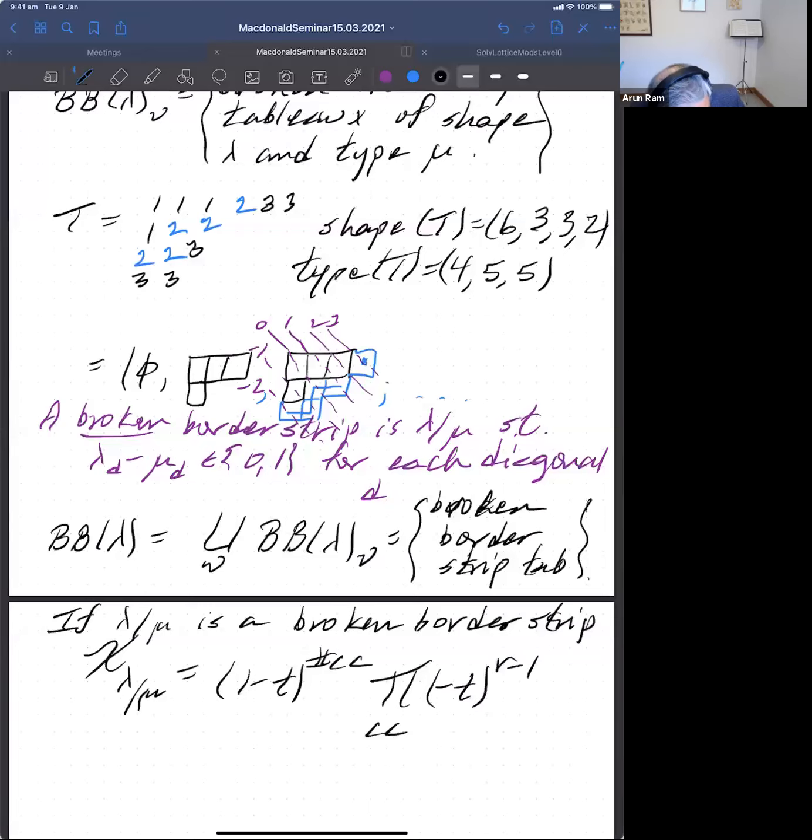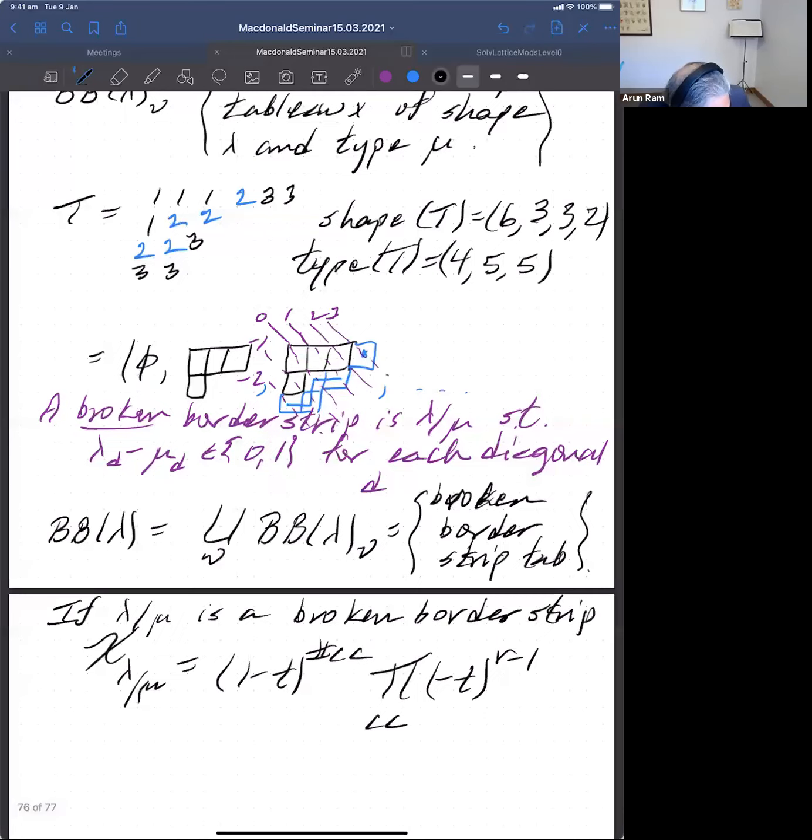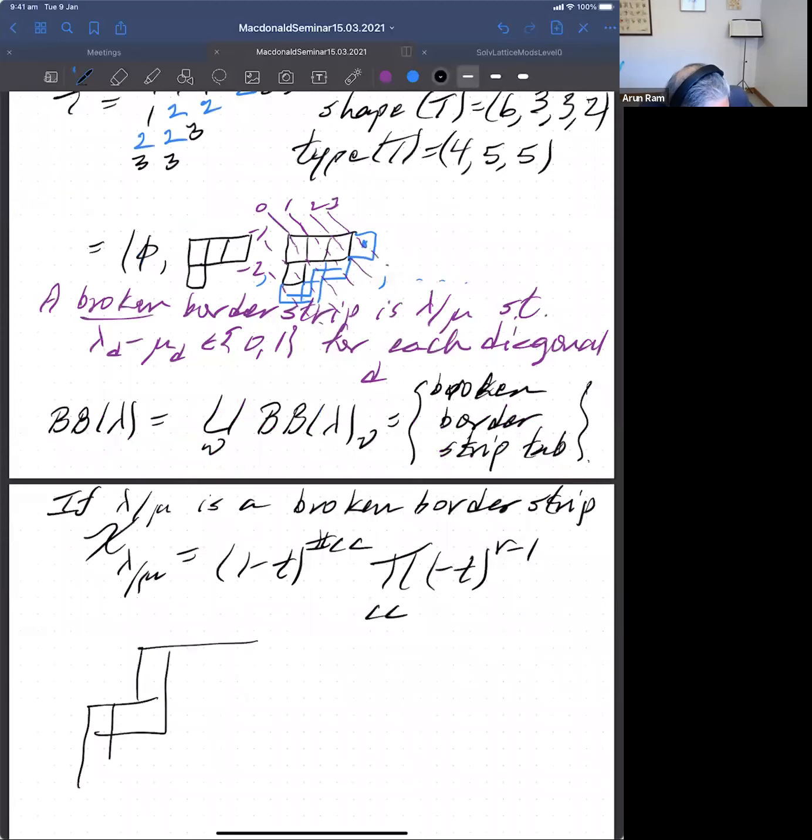So each connected component looks something like this. That's a single connected component. You can travel just by steps that move right or down and traverse the component. And the number of rows is just this height. This is the number of rows. So if I take the number of rows minus 1, then this gives me a statistic.